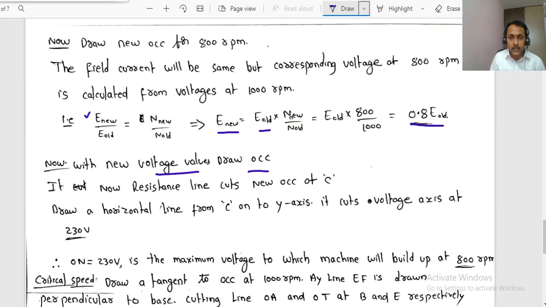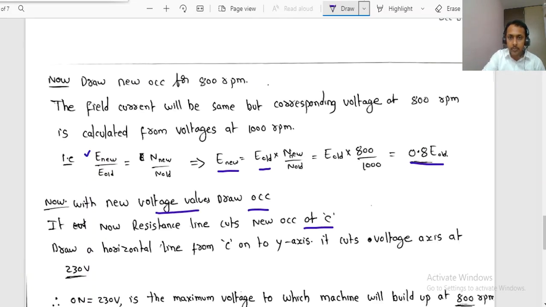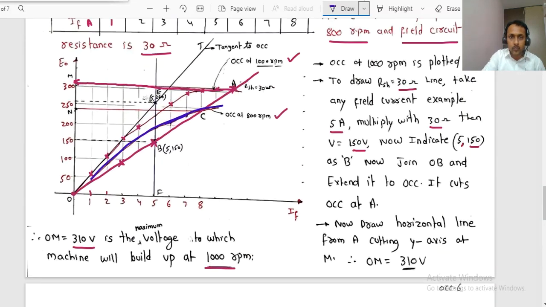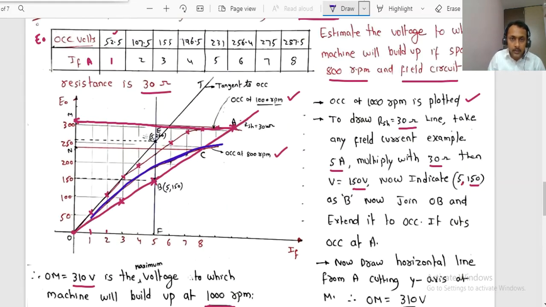Now the resistance line cuts the new OCC at C. Observe, already this line exists previously. This line cuts the new OCC curve at C. Now extend this onto the voltage axis. Very simple. Don't get confused. Now this is the point where the maximum voltage can be built up if the speed is 800 rpm.